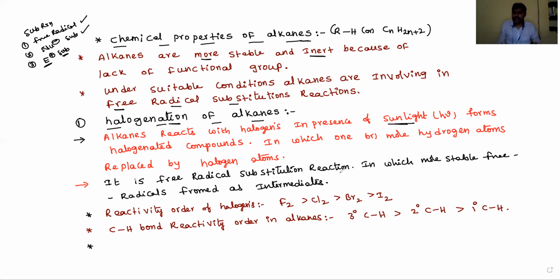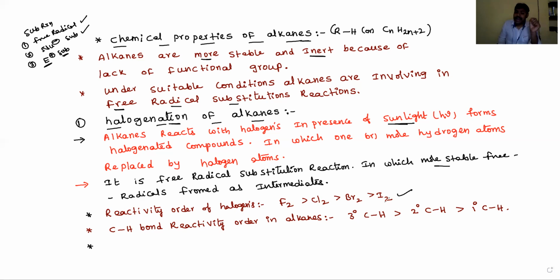It is an example of free radical substitution reactions, in which more stable free radicals are formed as intermediates. Now, among the halogens involved, the reactivity order is fluorine more reactive than chlorine, and then bromine and then iodine, dear students. Fluorination of alkanes even takes place in the dark. Sunlight is not required because fluorine is highly reactive. Chlorination requires sunlight, bromination requires sunlight and high temperature, and iodination reactions are very slow and reversible reactions.